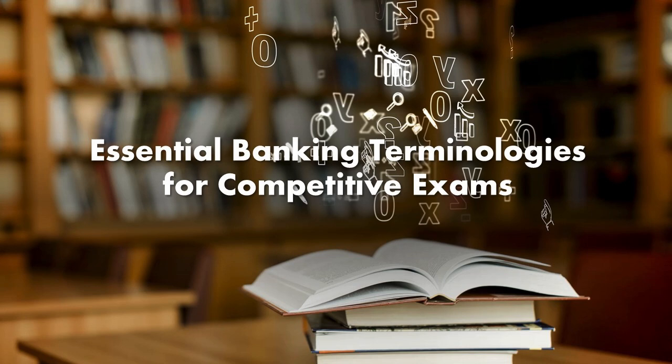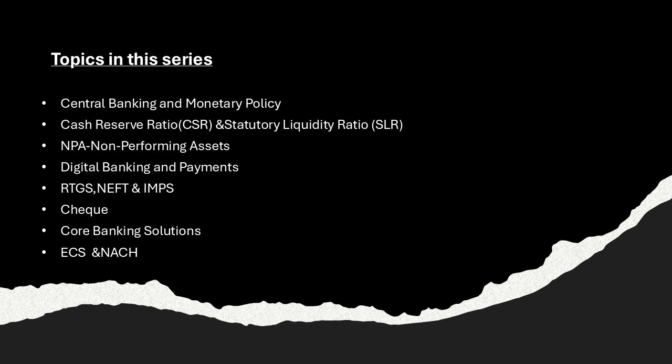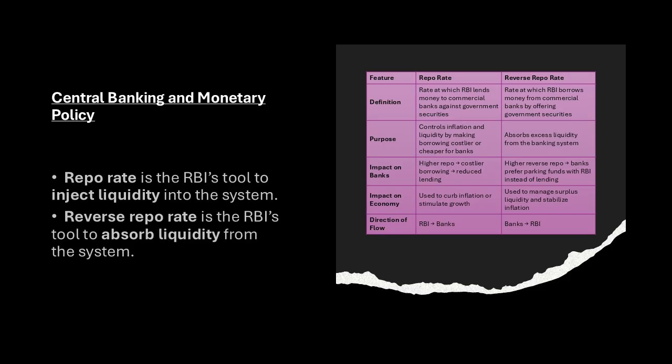Today I will start with the banking knowledge series. Here we'll talk about essential banking terminologies required for competitive exams. The topics that are covered in this series are as follows: central banking and monetary policy, cash reserve ratio and statutory liquidity ratio, NPA, that is non-performing assets, digital banking and payments, RTGS, NEFT and IMPS, cheque, core banking solutions, ECS and NACH. So let's now start with central bank and monetary policy.